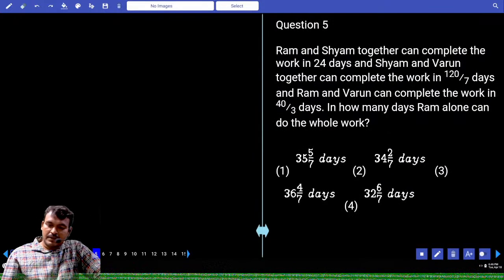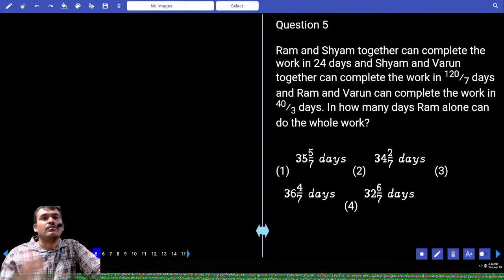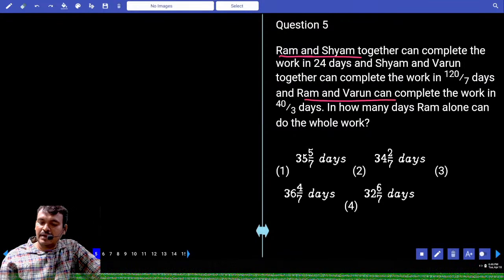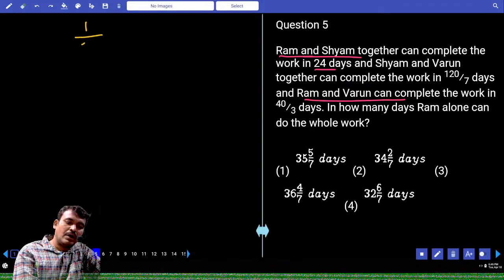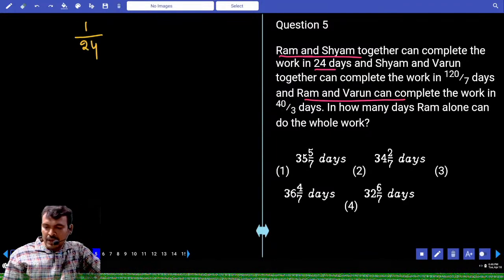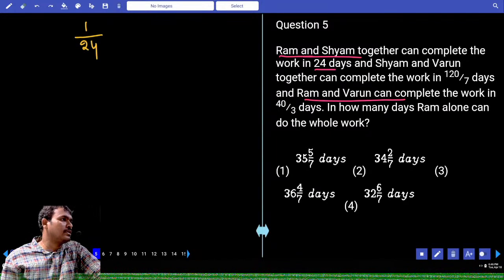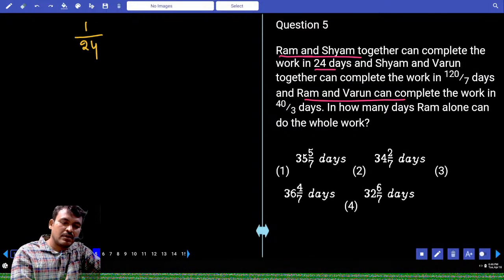Okay. First, we require Ram, or not? First we are adding the Ram-included values: Ram and Sham, and Ram and Varun. For Ram and Sham, total time 24 days, so 1 day work is 1 by 24. Ram and Varun together complete the work in 40 by 3 days, so 1 day work is 3 by 40.